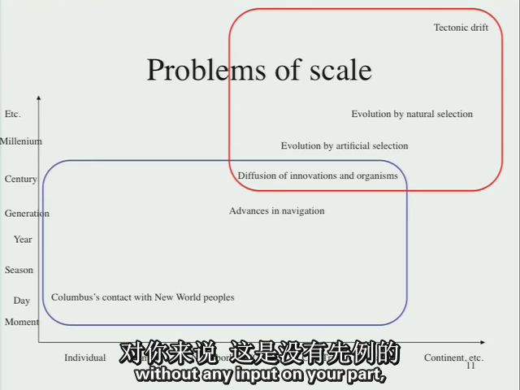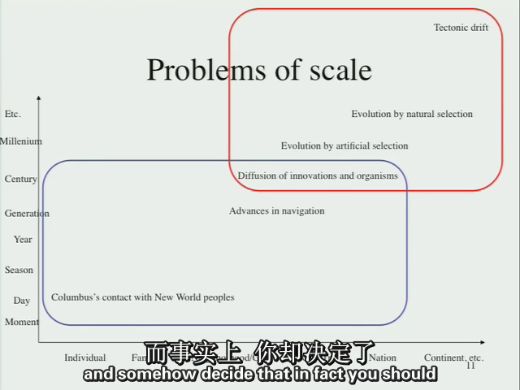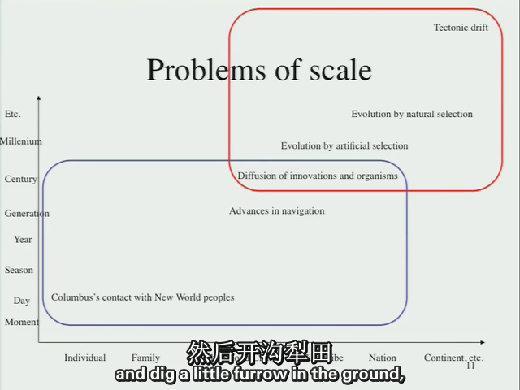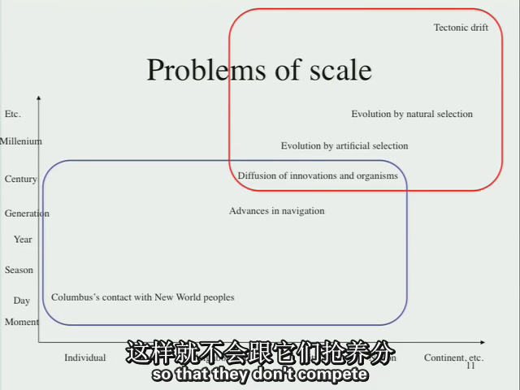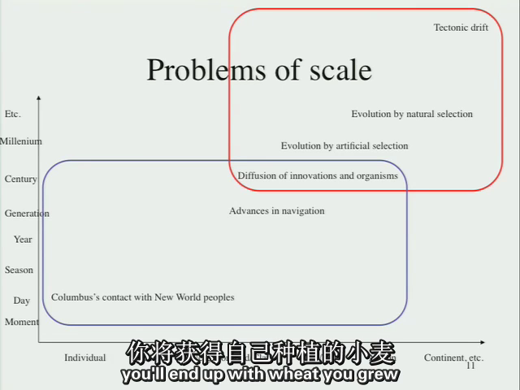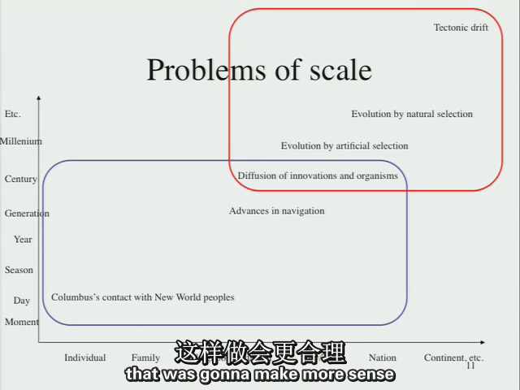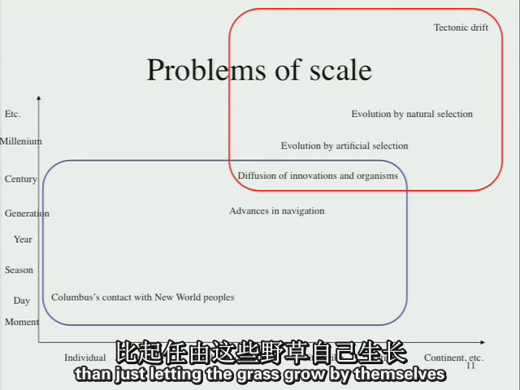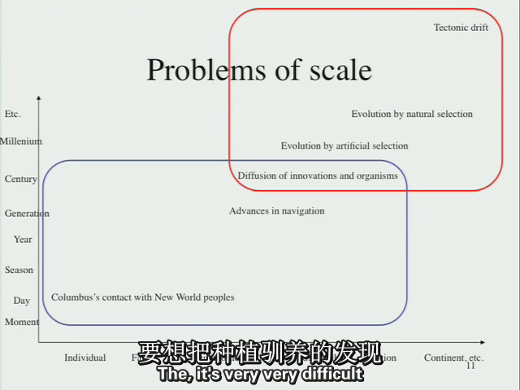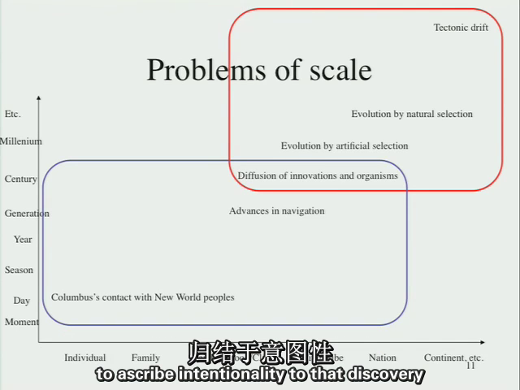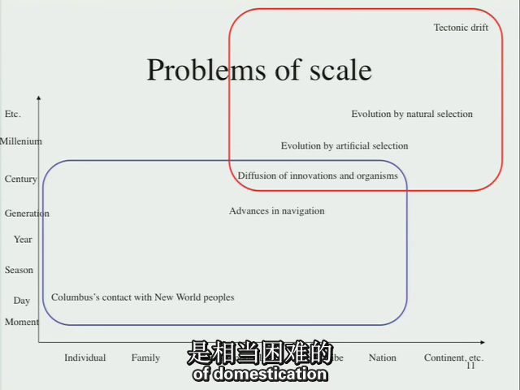Right? How would you come to somehow plant the seeds of some of these wild grasses that grow around you without any input on your part, and somehow decide that, in fact, you should take the seeds off that grass and dig a little furrow in the ground and plant those seeds and then pull out all the other plants as they're growing up so that they don't compete, so that at the end you'll end up with wheat you grew? How would you know that that was going to make more sense than just letting the grass grow by itself and harvesting the wild seed heads, right? It's very, very difficult to ascribe intentionality to that discovery of domestication.